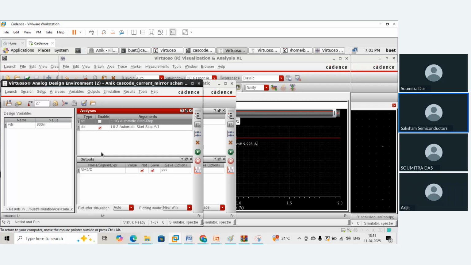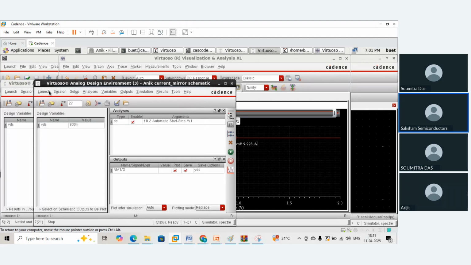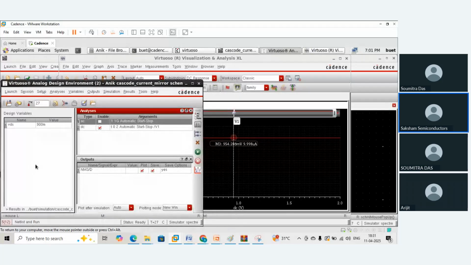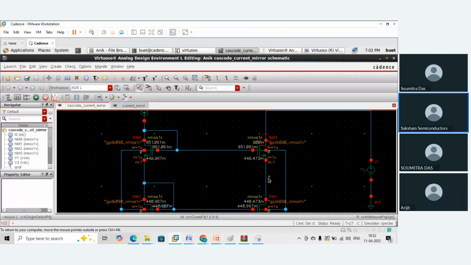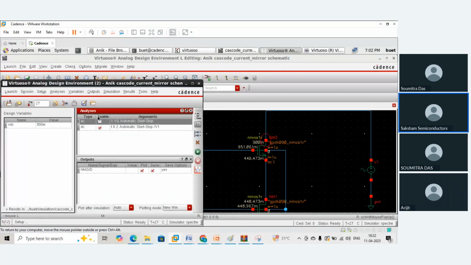Region of operation is definitely going to be saturation only, but let's try to plot the region of operation the way we did yesterday. Let me close this ADL session of the current mirror, and I'll just keep the ADL window of my cascode current mirror. Here, I need to go to the outputs. I'll do the procedure one more time. This time, I need to find the region of operation for two MOSFETs, because there are two MOSFETs over here, cascoded, NM3 and NM1. So I need to find the region of operation for both.